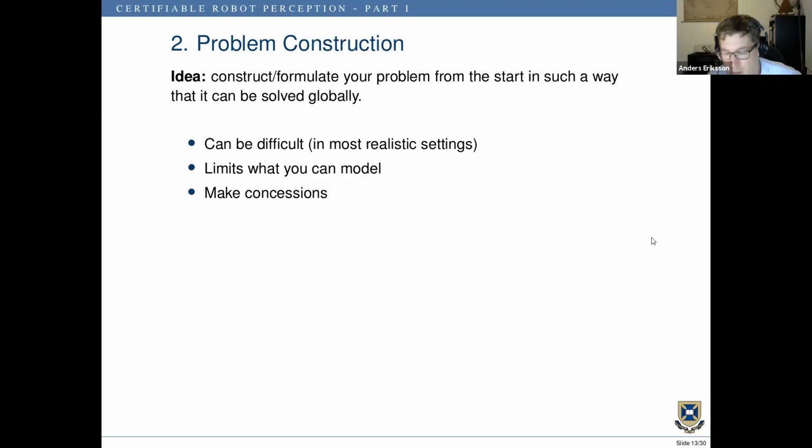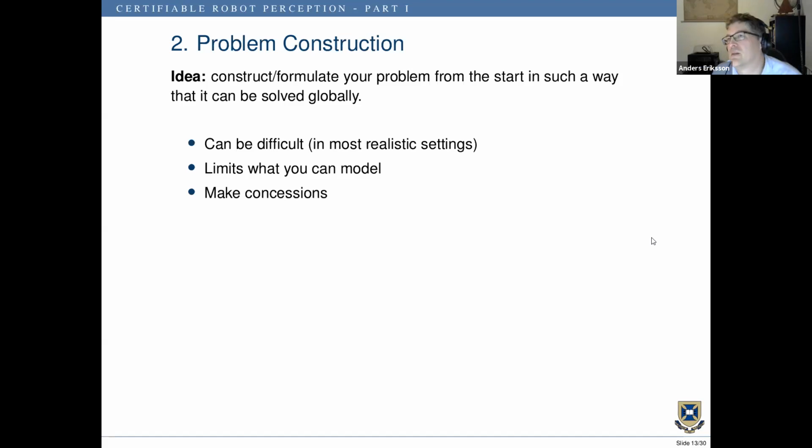The second approach to global optimization is the one of problem construction. Essentially, the idea behind this one is that you construct your problem, formulate it in such a way that it can be solved globally. Unfortunately, this is not always that easy, and it's not always possible.